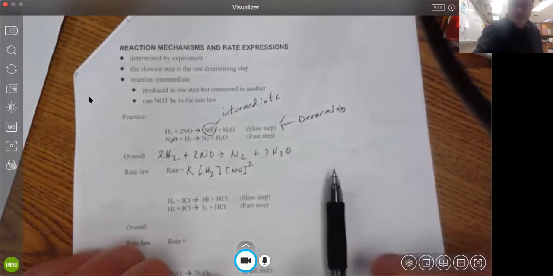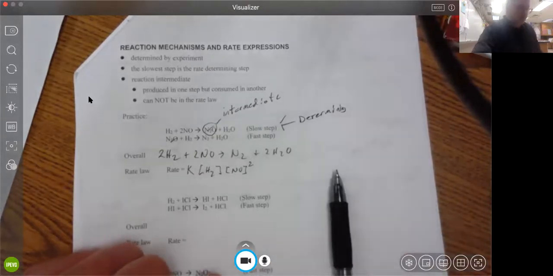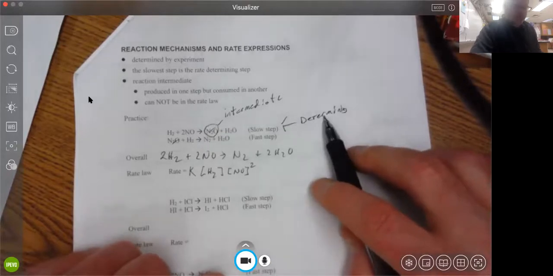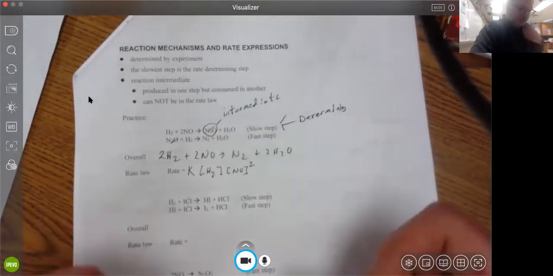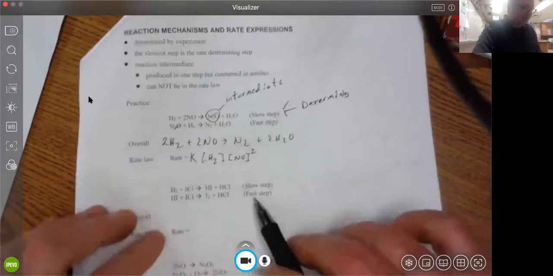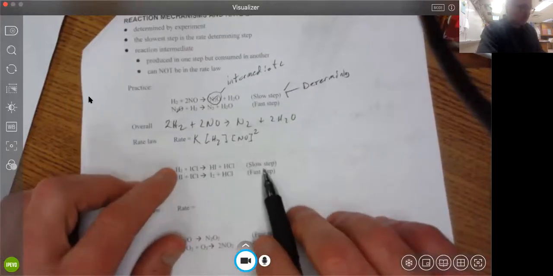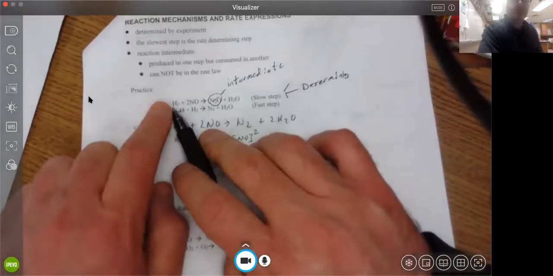So will it always be labeled slow step, fast step on anything we do, like the two equations? Yeah, or it may say rate determining step. Okay. Yep, you got it. A lot of times, and this is actually the process of the mechanism too. So this is actually the first step.